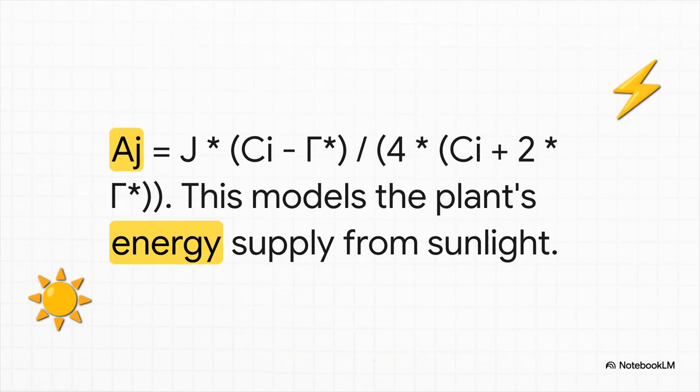The really key part here is that letter J. It stands for the rate of electron transport, which is basically a direct measurement of how much light the leaf is capturing. So this whole formula is just calculating the plant's speed when the only thing holding it back is the amount of solar power it's getting.